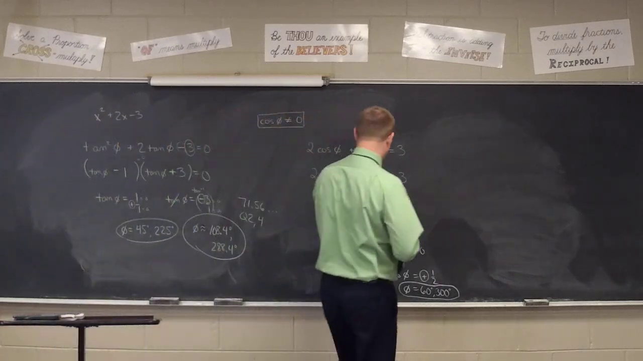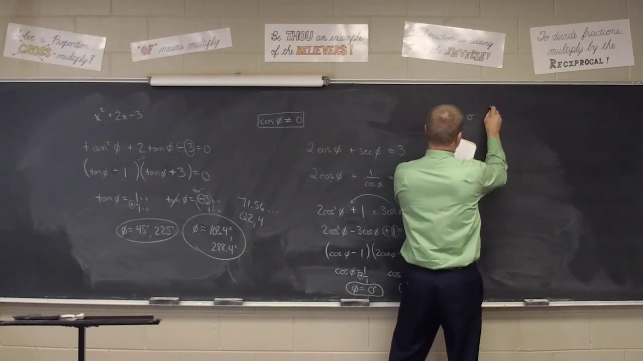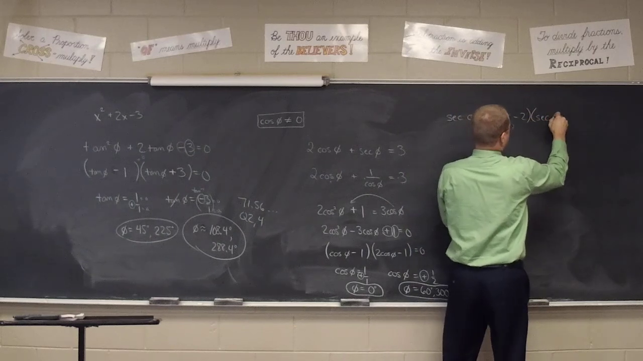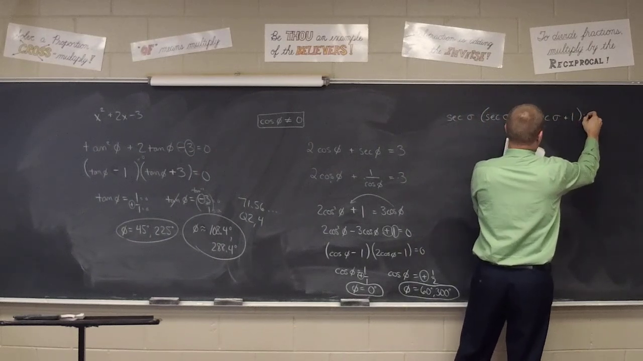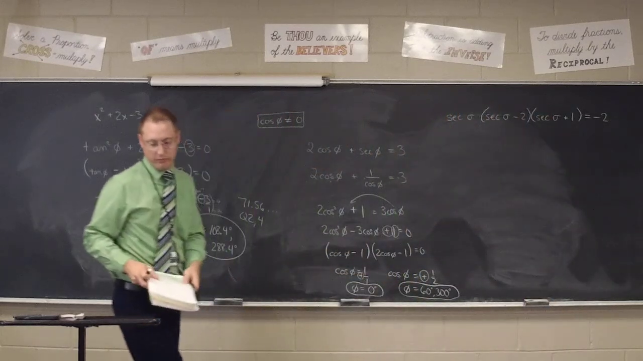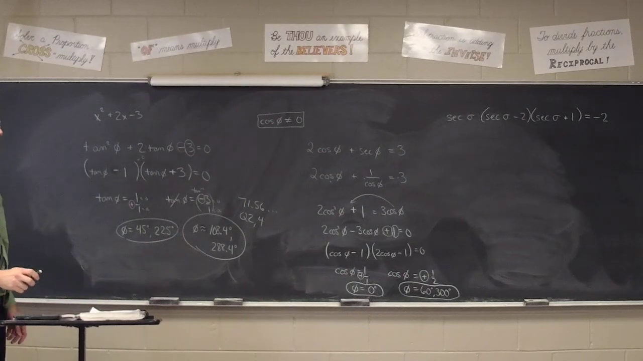Oh, this is a joy. Secant of sigma times the secant of sigma minus 2 times the secant of sigma plus 1, all equal to -2. On one hand, you're like, oh boy, it's already factored for me. But the problem is it's not equal to 0.